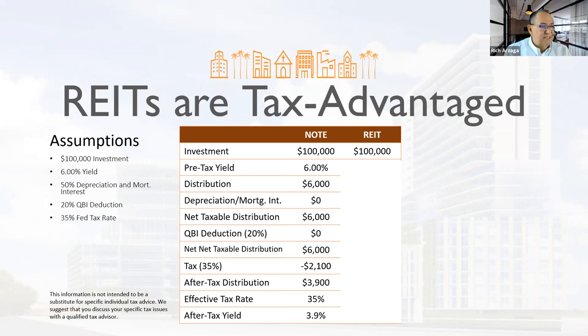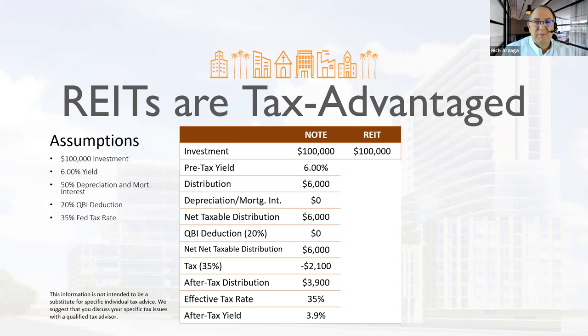So it's still 6% of $100,000, so $6,000. So your net taxable distribution is $6,000. We're at the 35% tax bracket. That means the government keeps $2,100, right? That means we get to keep in our pocket after that $6,000, $3,900.